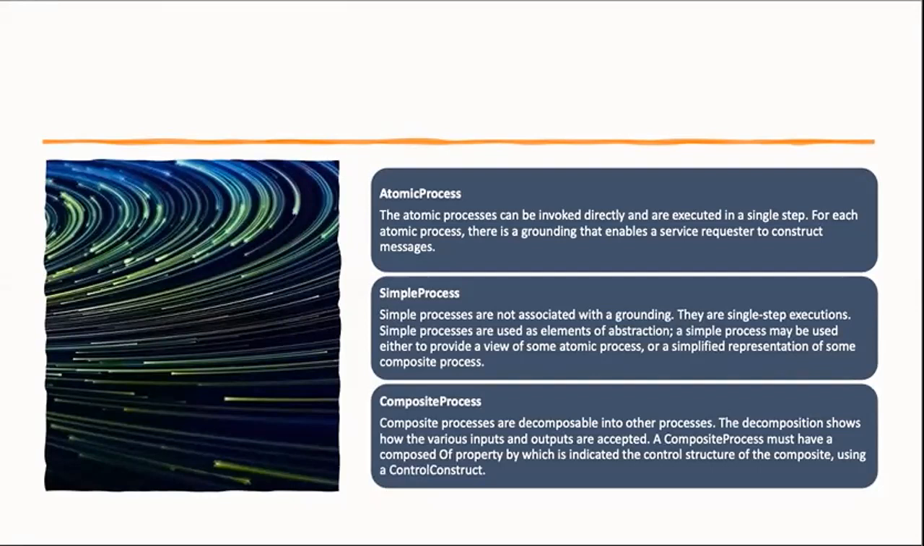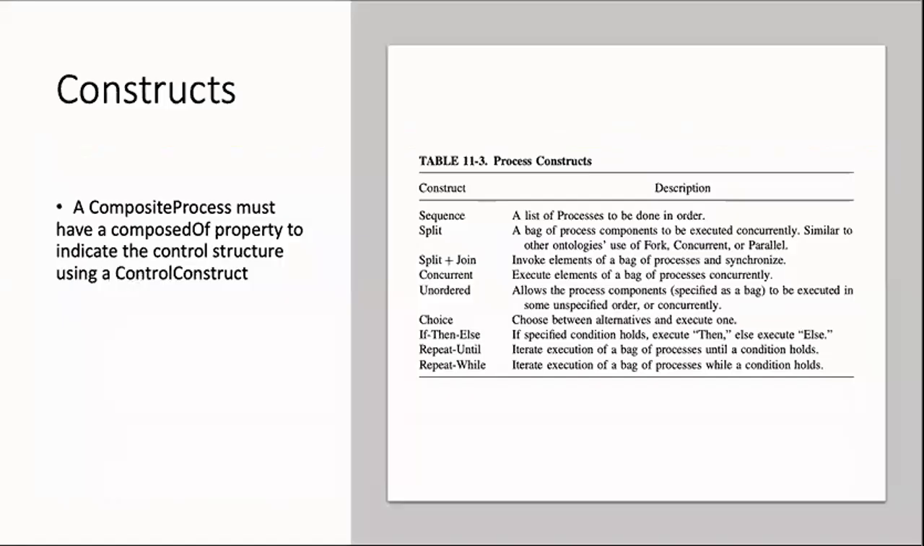Atomic processes can be invoked directly and are executed in a single step, for which there is a grounding that enables a service requester to construct the message. The OWL-S atomic process specifies the basic action for a process and can also communicate the primitives of a process specification. Constructs.